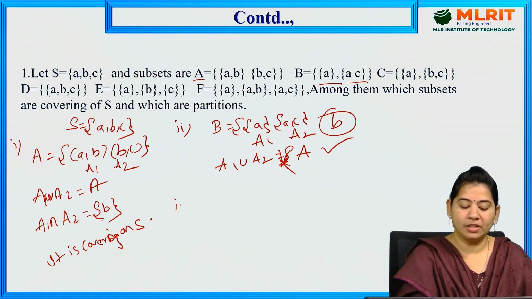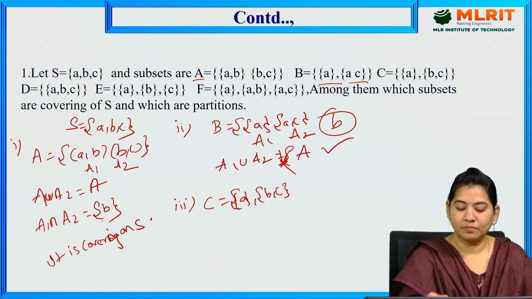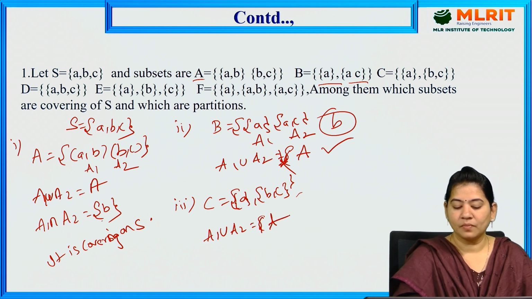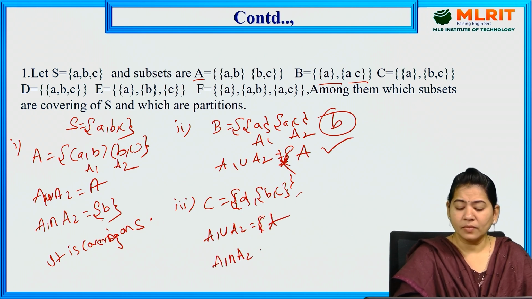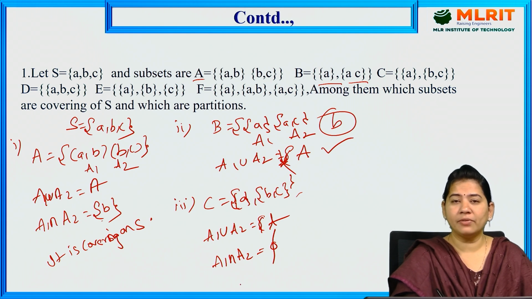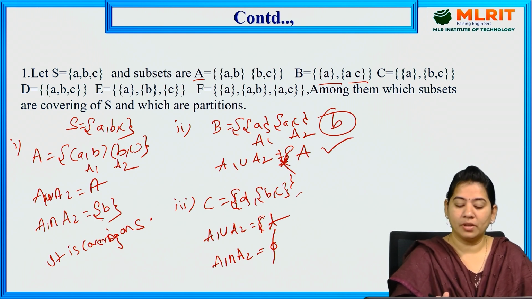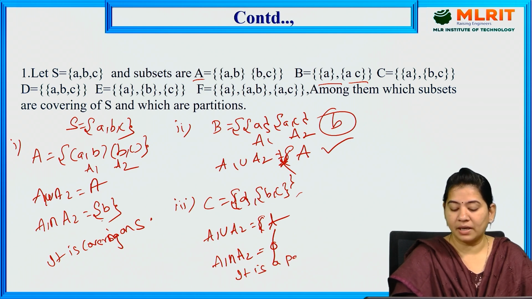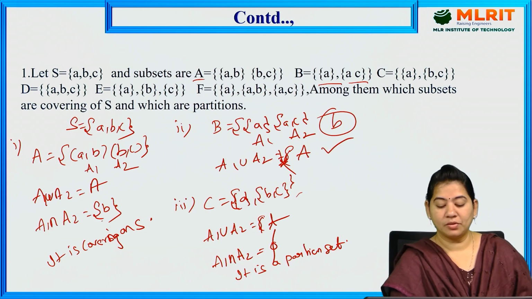So in the same way, go for the third one. So the third one is C is equal to {A, B, C}. Now if you observe here, if you do A1 union A2, you will get the original set. If you apply intersection, you will get the empty set. If you are getting the empty set, it is not a covering set. It is a partition set. Okay, so this is a partition set.